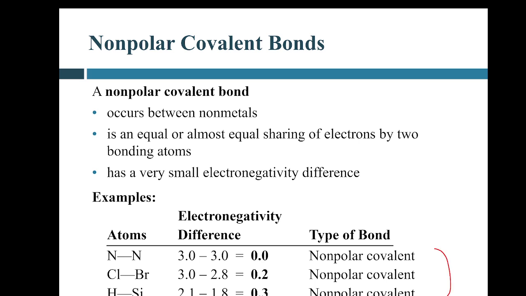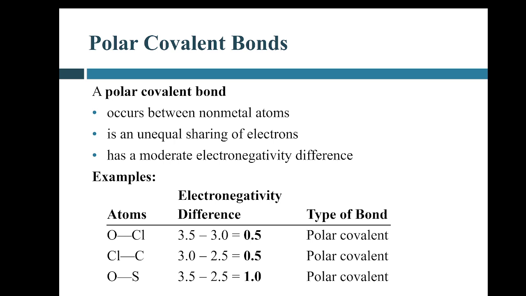Notice the difference is very small. It has to be 0.3 or lower. That's the difference in the electronegativities. When we have a polar covalent bond, we're going to have a moderate difference in electronegativities. So this is going to be a difference of usually somewhere in the order of 0.4 to 1. Usually it's like 1.4 or 1.5. There's actually arguments on this, but in general, it's a moderate difference in electronegativity.